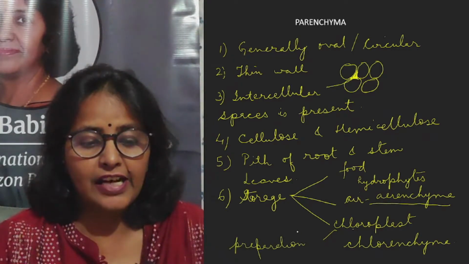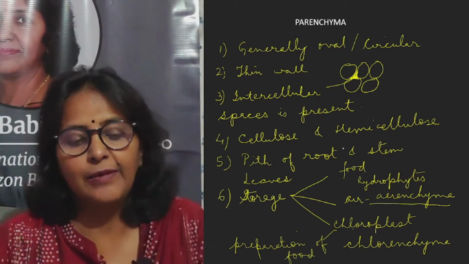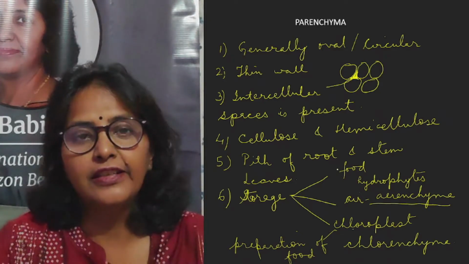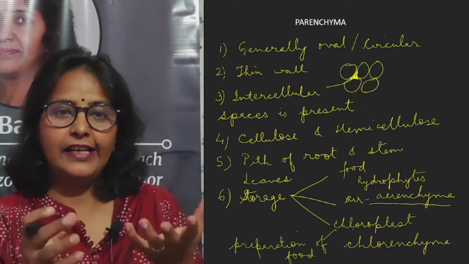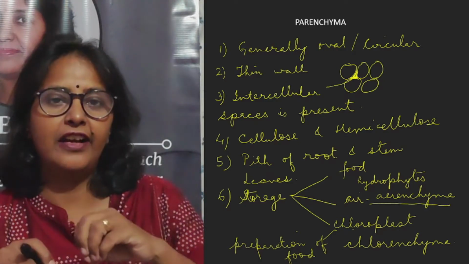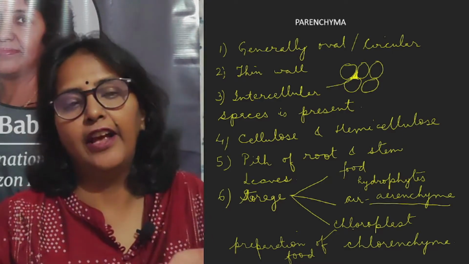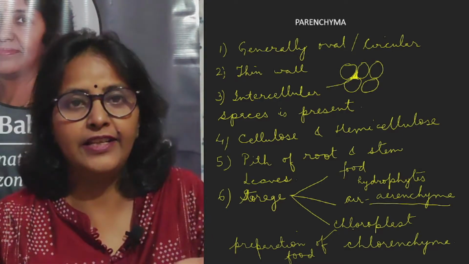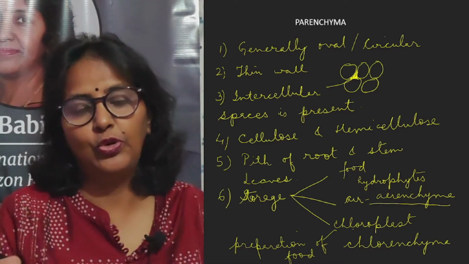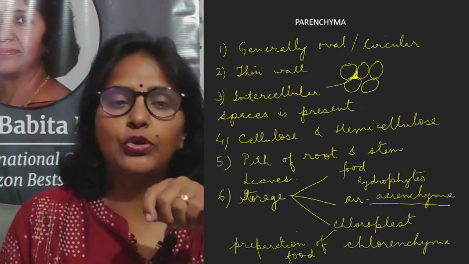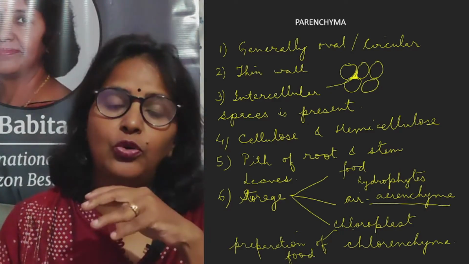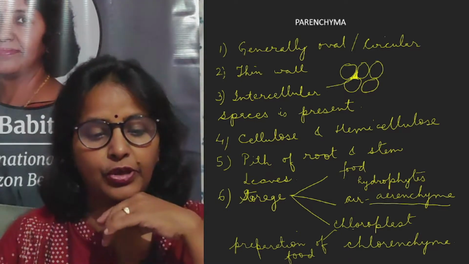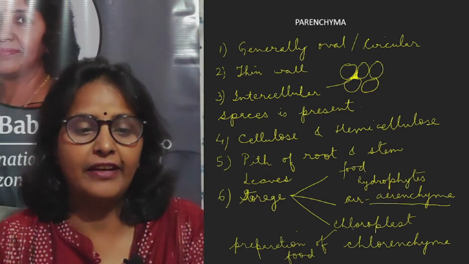So these are some of the functions of parenchyma. One is it helps in storing food, that is carbohydrate, proteins and fats. Another one is if it has air in it, it is known as aerenchyma, and because of that air present inside it, it becomes very light and it helps the hydrophytes to float on the surface of water. And if chloroplast is present inside it, it is known as chlorenchyma, and that chloroplast helps in preparation of food. So these are functions of parenchyma.